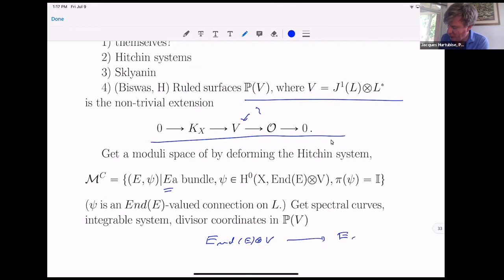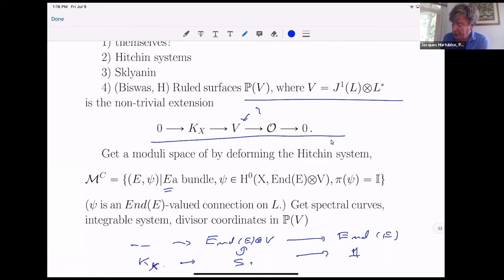But this maps to endomorphisms of E with a kernel. And you take maps that map to the identity here. So you're getting a sheaf of things. It's affine, it's not linear. But it's a torsor over the forms.